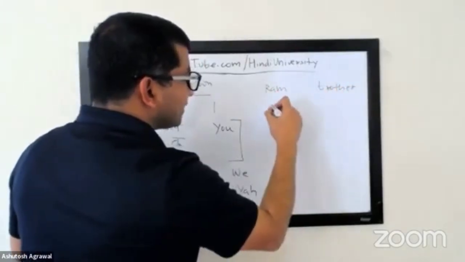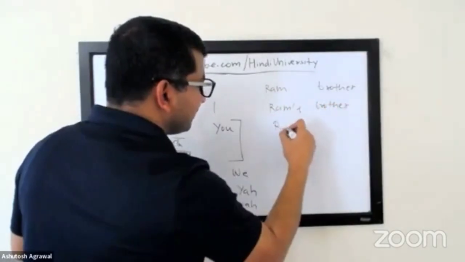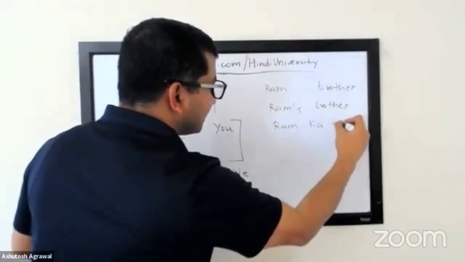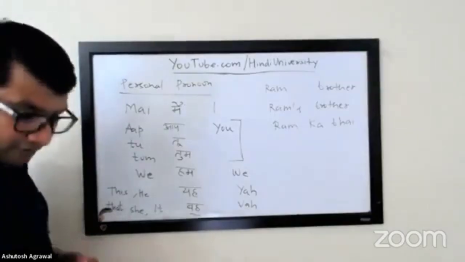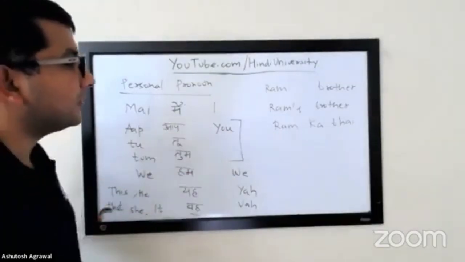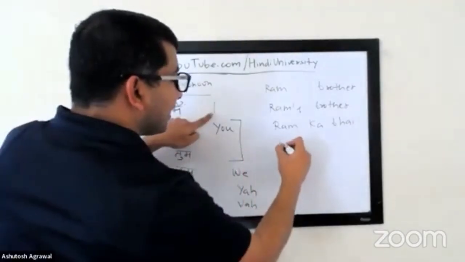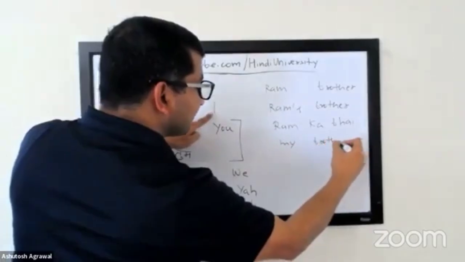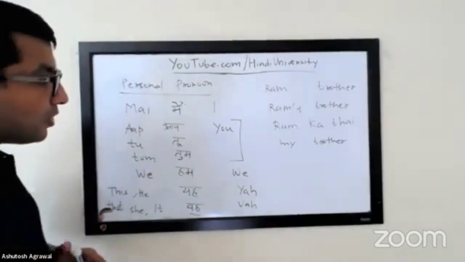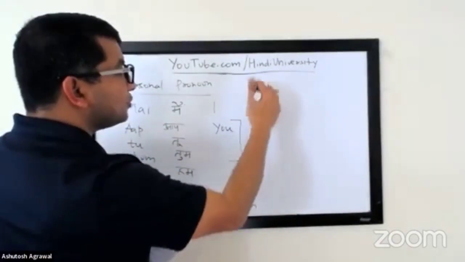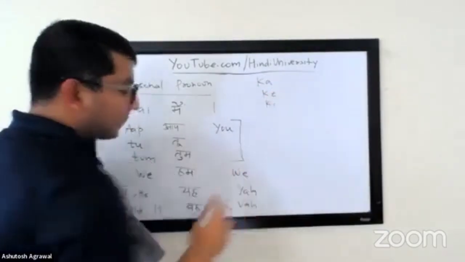So when we talk about Ram and brother, and you want to say Ram's brother, something that is related to Ram, you'll say Ram ka bhai. So far we are talking about Ram's brother. What if I want to say my brother? Then you change the pronoun to a possessive one. So what are those? I'm going to assume the postpositions that we learned in the previous class, which are ka, ke, and ki.